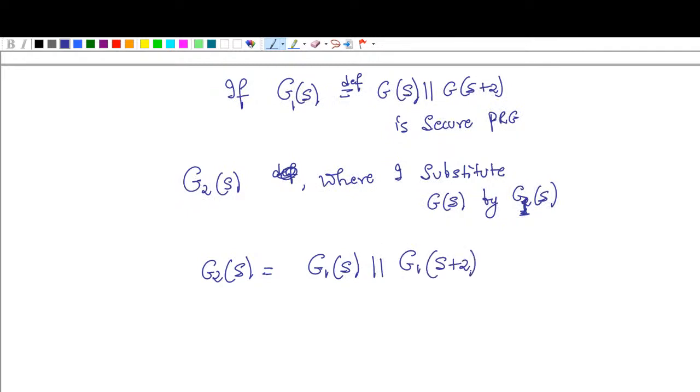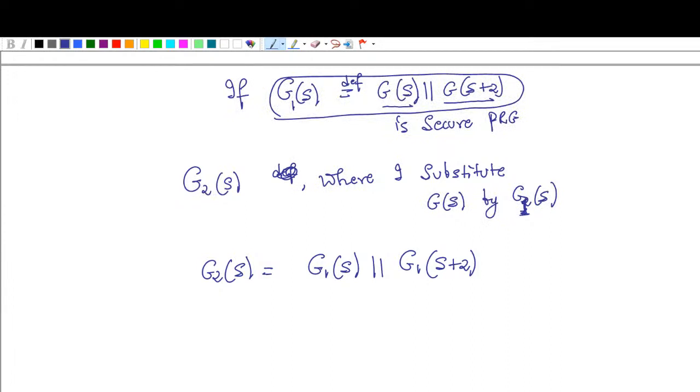See, basically what exactly this question asks you to do is that if you have an existing secure PRG, then what happens if I use the PRG 2 times and concatenate the output in the following way? I run the PRG as it is, and then I run the PRG with the seed being incremented by 2, and then concatenate the output. Will this give me a new secure PRG?